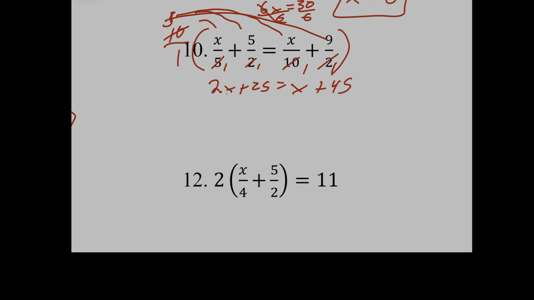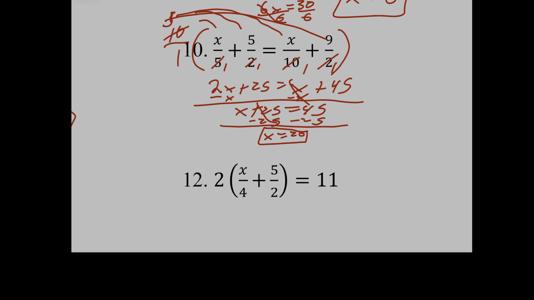Variables on both sides, so I'm going to move my x over here. And that's going to give me an x plus 25 equals 45. I'm going to subtract my 25. Now, if you don't know how to solve these types of problems, I do have one that says solving problems with variables on both sides. And that's, again, on the maxtutorials.com. Okay, let's go on to number 11.